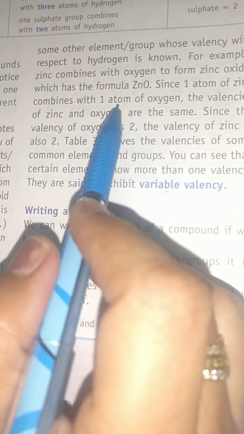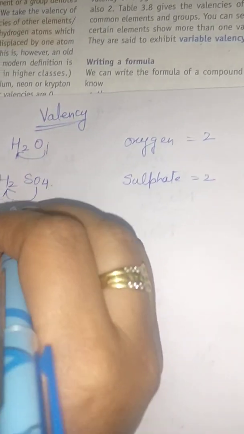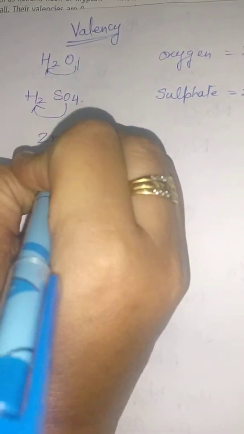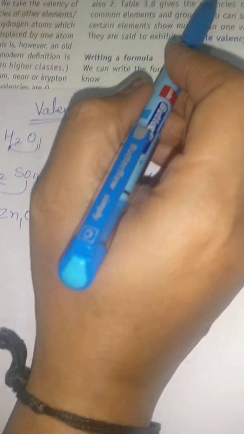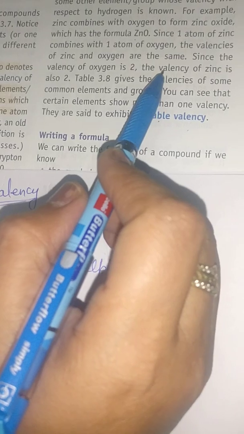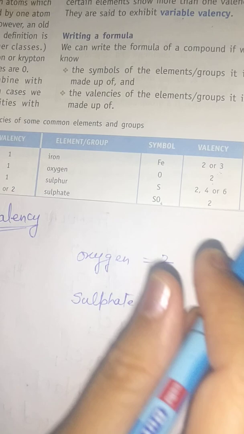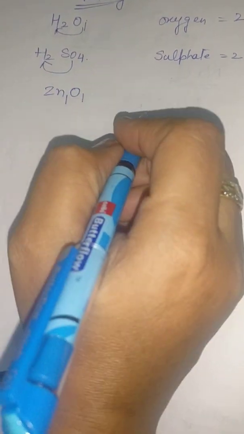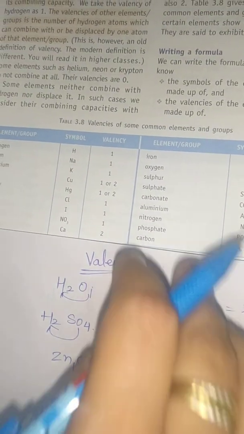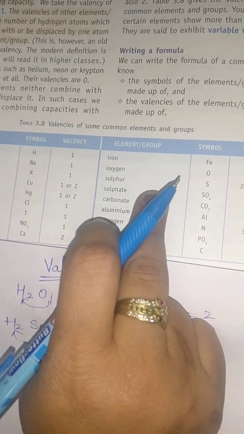In zinc oxide, one atom of zinc combines with one atom of oxygen. The valency of zinc and oxygen are the same. As you know, the valency of oxygen is 2. Therefore, the valency of zinc will also be 2. In table 3.8, valencies of some common elements and their groups are mentioned. So, you have to learn it.